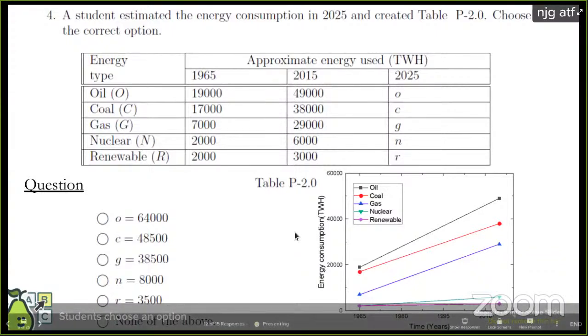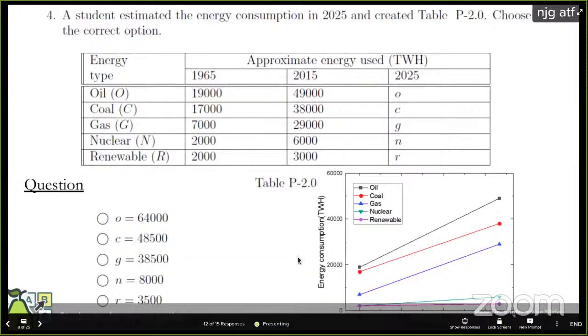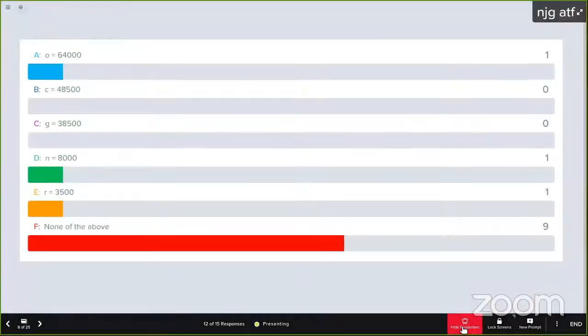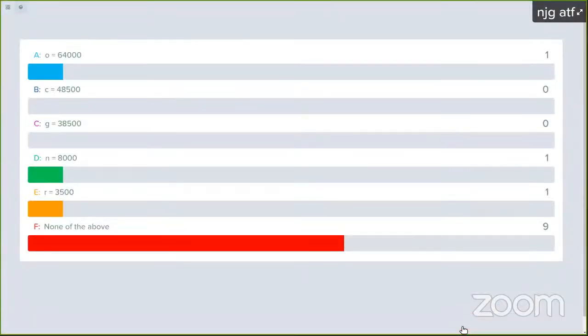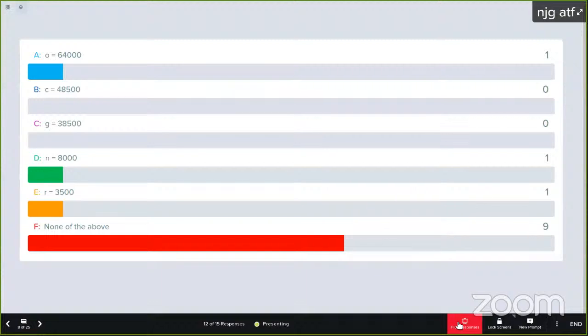Okay. We got 12 responses, and let's check the responses. Many of you have given none of the above as the answer, and some have given A, B, A, D, E. Okay.